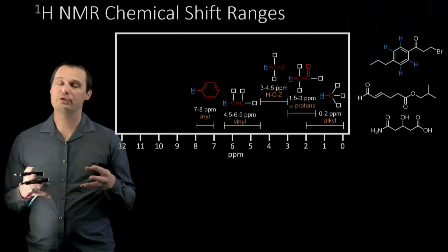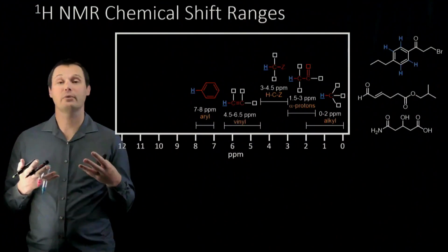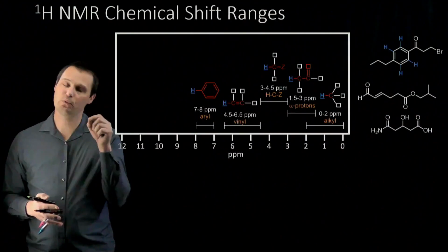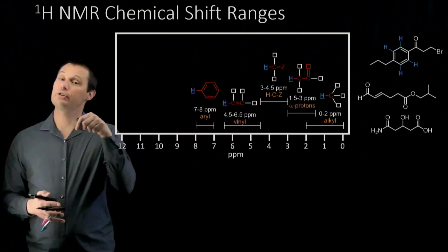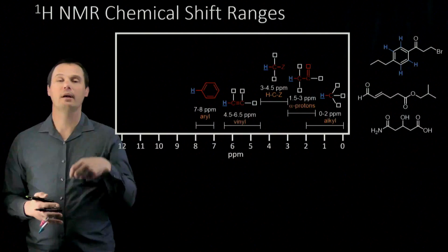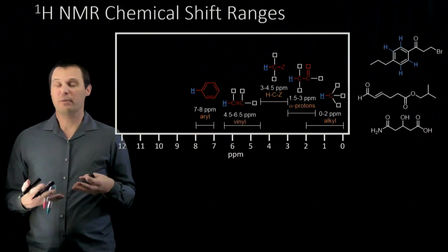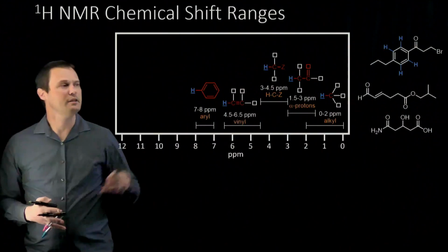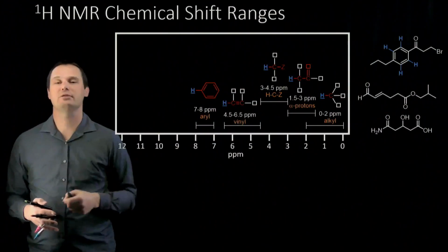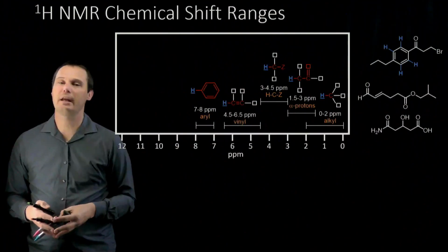The next range, from 7 to 8 parts per million, is everybody's favorite range. It's the aryl range. These are hydrogens directly attached to a benzene ring. Not hydrogens next to the benzene ring, hydrogens directly attached to the benzene ring. They can be attached to any aromatic ring, but for undergrad organic chemistry, it's almost certainly going to be a benzene ring. And again, we can see the examples in the structure. The hydrogens directly attached to the benzene ring would have signals that appear between 7 and 8 ppm.